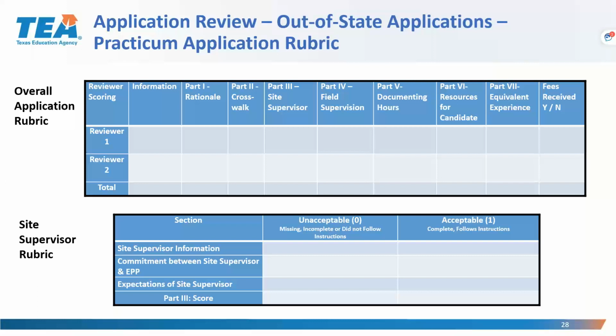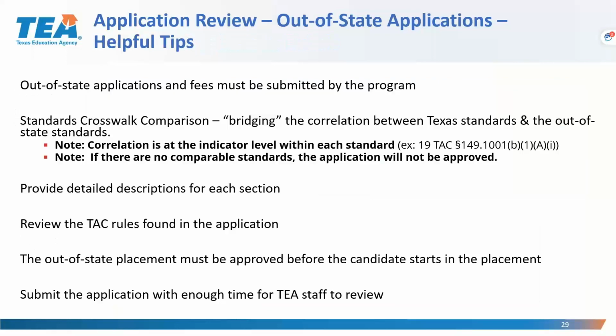TEA staff will review each section of the application thoroughly. Incomplete information within the application may result in denial of the application. Let's now identify some tips for out-of-state applications. Let's take a moment to read through the information on this slide.